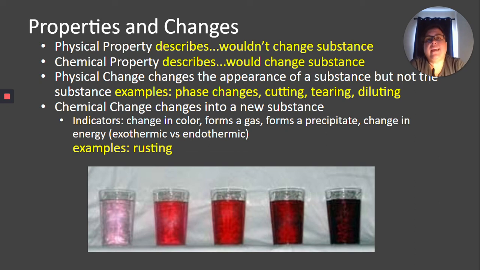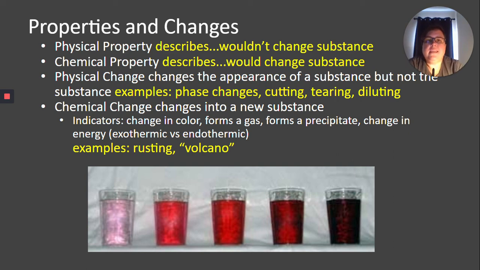If you were to form a gas, that is a chemical change. So if you think back to elementary school, when we take vinegar and baking soda and we mix it together and it bubbles and it forms this volcano, that's a chemical change because you're forming a gas. When you bake, you're forming a gas in the cake, and that's why the cake rises in the pan.